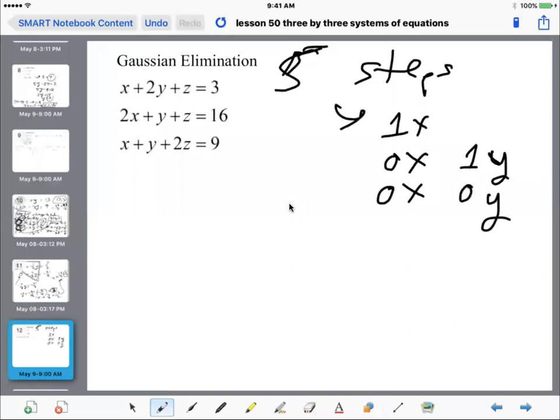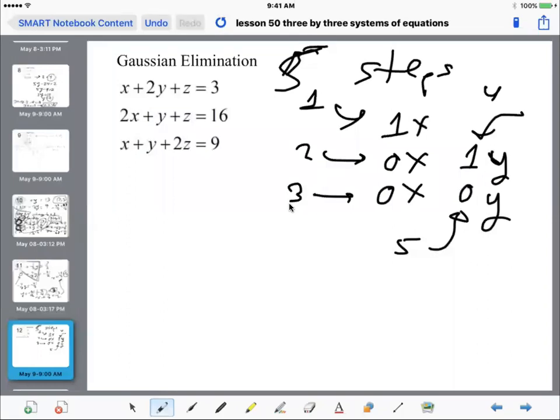So step 1 is to somehow get that, it already is a 1x, so that's good. Step 2 is to turn that to a 0. Step 3 is to turn that to a 0. Step 4 is to change that to a 1. And step 5 is to change that to a 0. If I do that, this thing will be in upper triangular form. I should mention there is a third thing you're allowed to do.